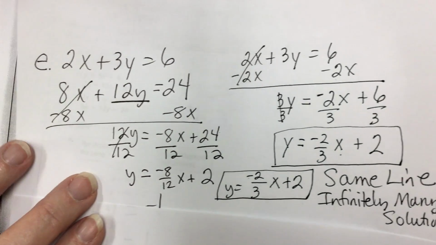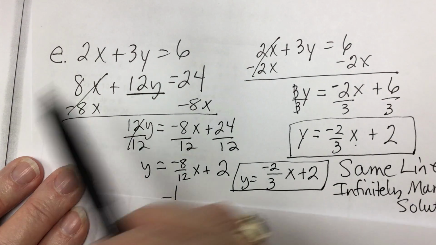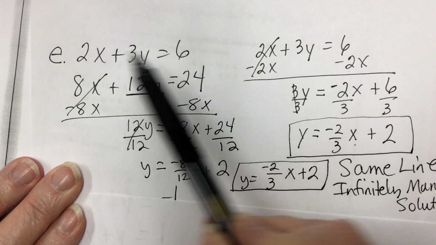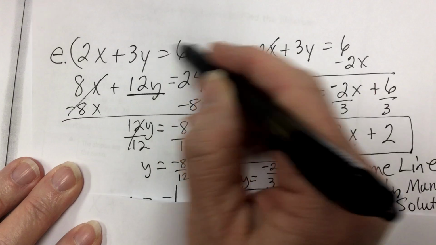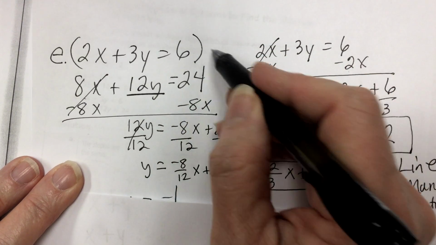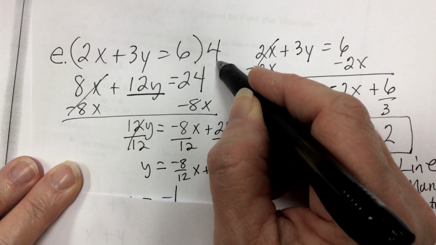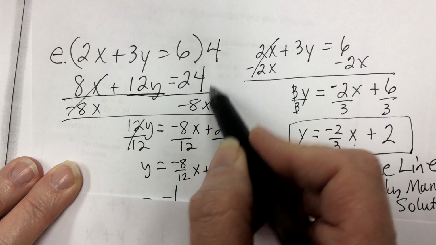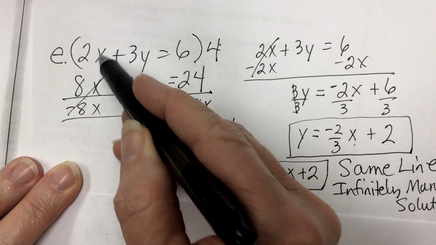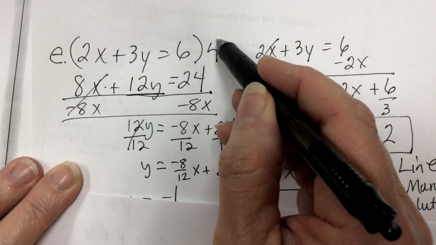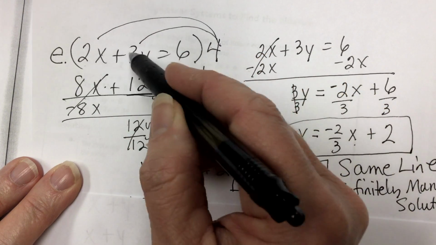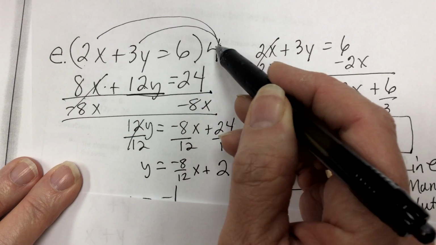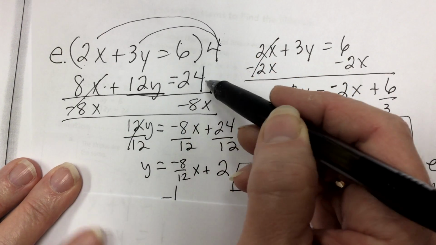Now let's go back and I want you to just look at this problem. When I look at these two lines, I could easily see that if I multiplied this first line through by 4, I would get the second line. What's 4 times 2x? 8x. What's 4 times 3y? 12y. What's 4 times 6? 24.